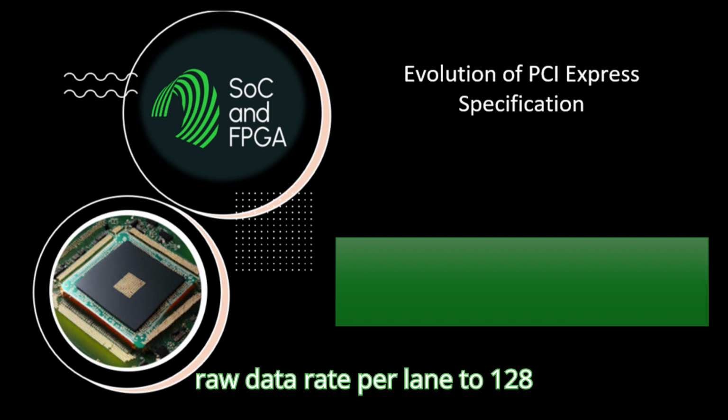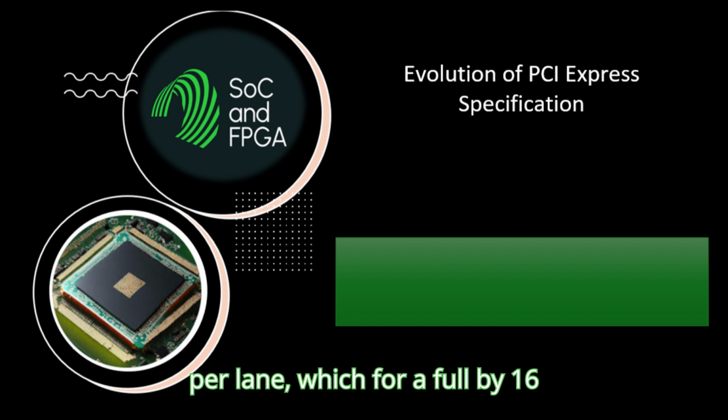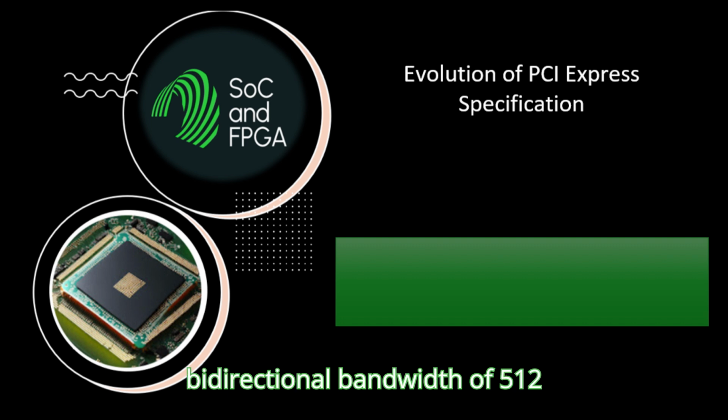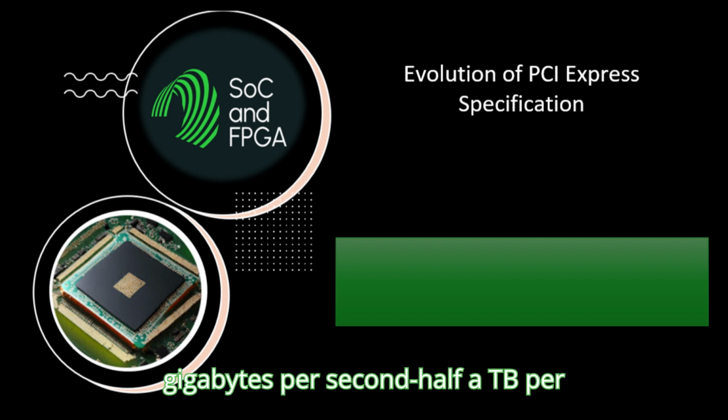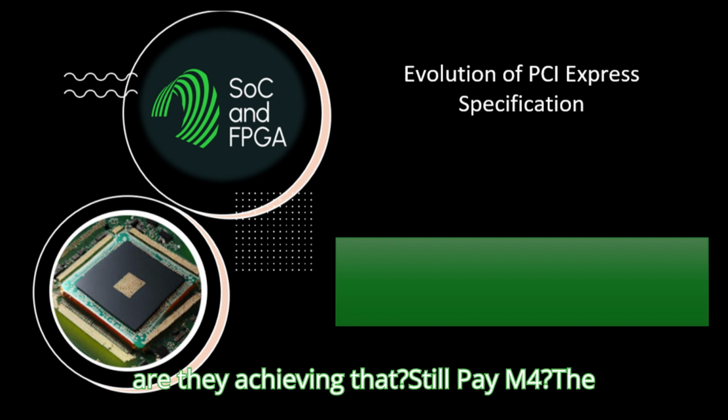Double the raw data rate per lane to 128 GT/s. 128 gigatransfers per second per lane. Which, for a full x16 slot, would mean a theoretical bidirectional bandwidth of 512 gigabytes per second. Half a terabyte per second. That's just mind-boggling. How are they achieving that?